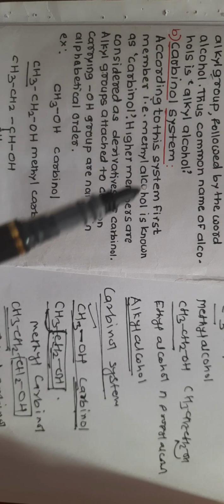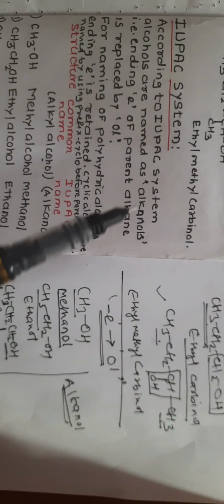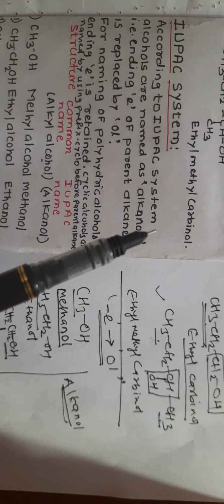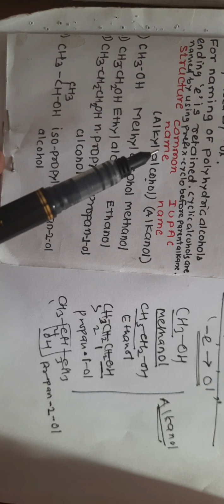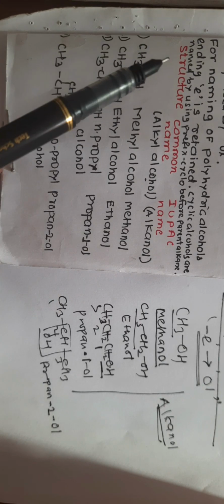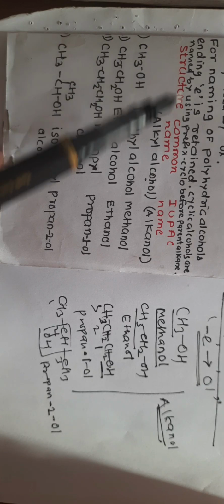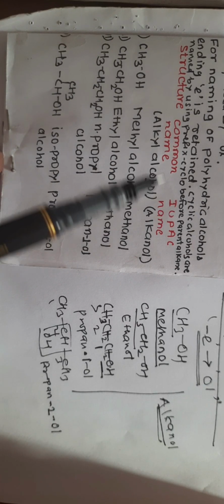See this one. Nomenclature, rules for the common name system. Then these are the rules for the carbinol system, and after that the IUPAC system rules, and below that I have taken the examples. Now I will explain one by one. CH3OH. In these examples I have not taken the carbinol system name. I have taken just the common name and then the IUPAC name. Please make 3 columns: structure, common name, IUPAC name.